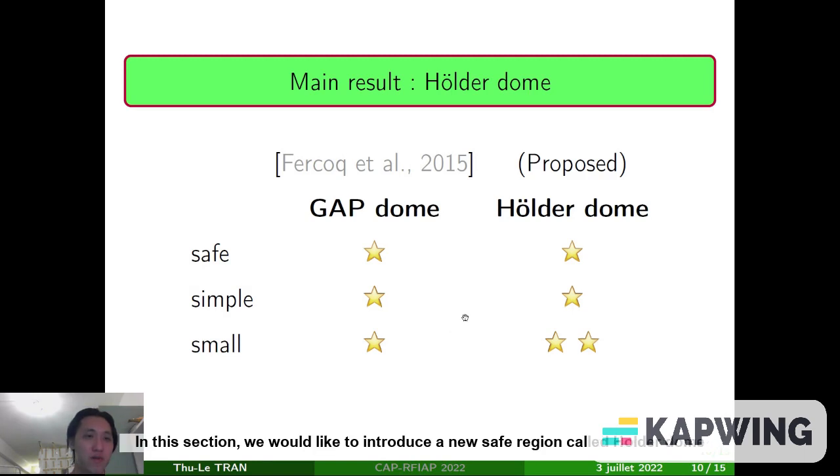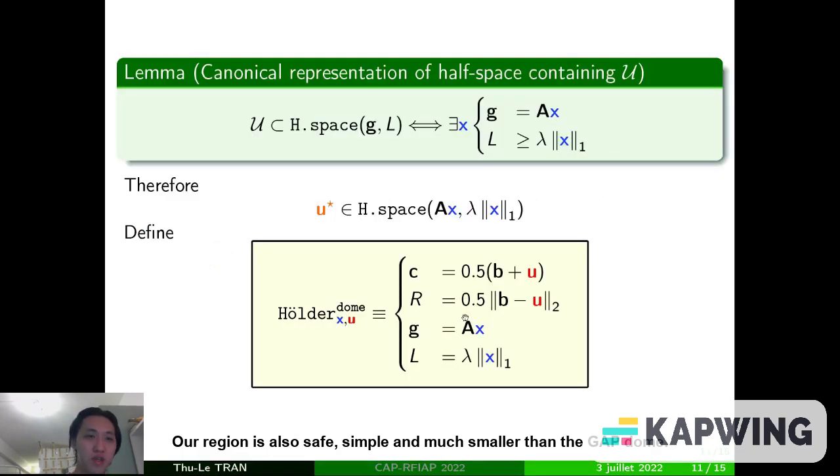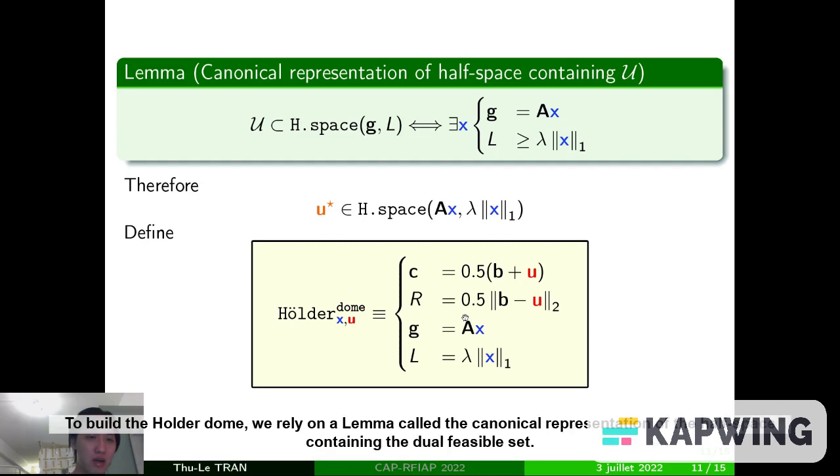Now, in this section, we would like to introduce our new region called the Holder dome. Our region is also safe, simple, and much smaller than the gap dome. So how to build a Holder dome? We rely on a lemma called the canonical representation of half spaces containing the dual feasible set.